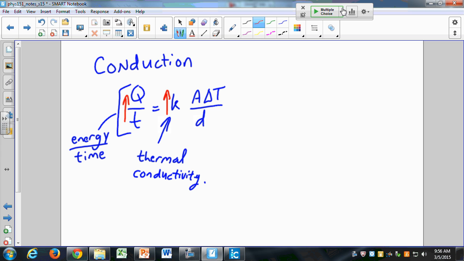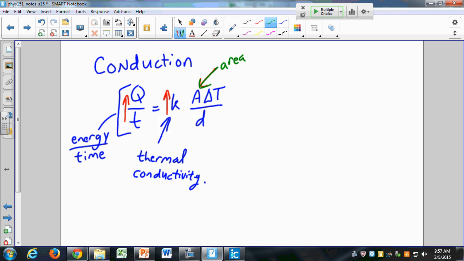Okay? The next thing is the A, which is the area of the substance. If I lean with my whole back up against a big block of ice, that's going to cause a lot of thermal transfer of energy. Whereas if I just touch it with my finger, that'll have a lot less transfer of energy, right? So if you have a bigger surface area exposed to whatever the material is, then you're going to have a higher rate of energy transfer.